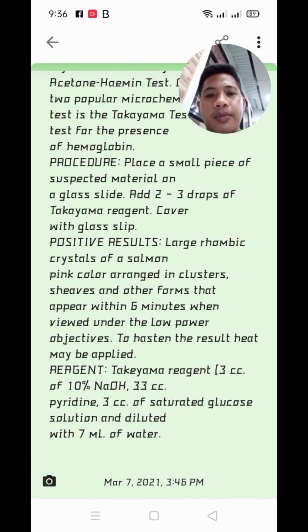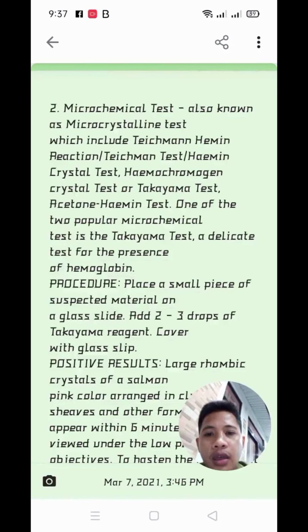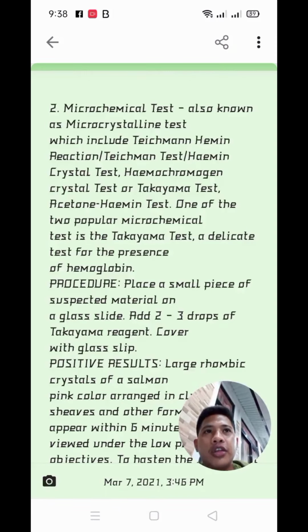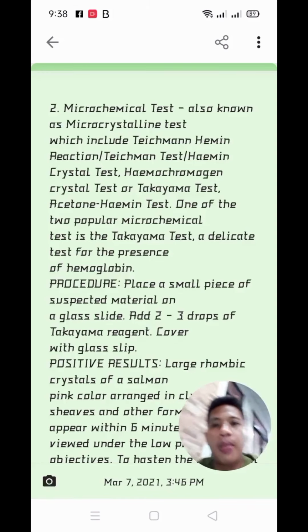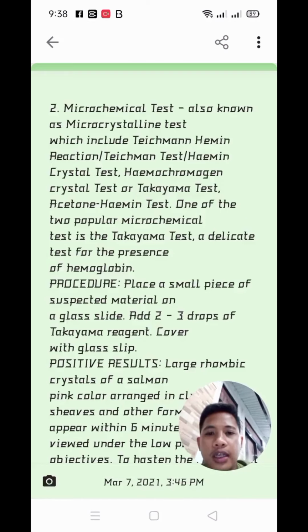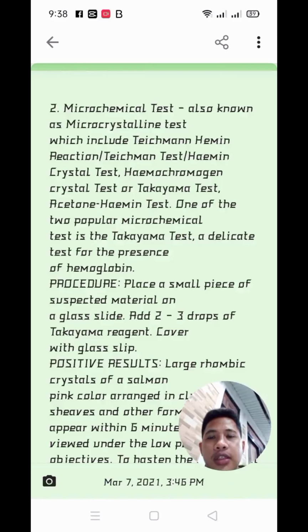Procedure: by means of the microcrystalline test. It is used to crystallize a substance, and here it is used to see the crystals of a rock it contains.